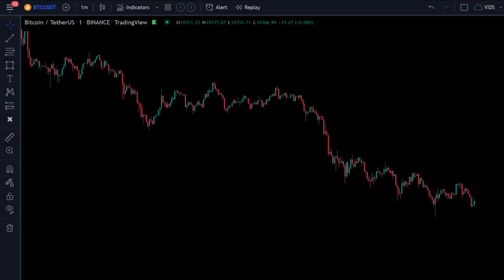Today, I am trading this strategy on the price of Bitcoin, but you can also perform this strategy on other cryptocurrencies or forex or on the stock market.